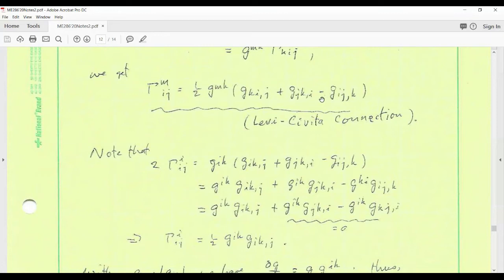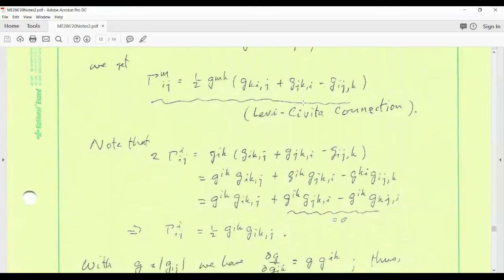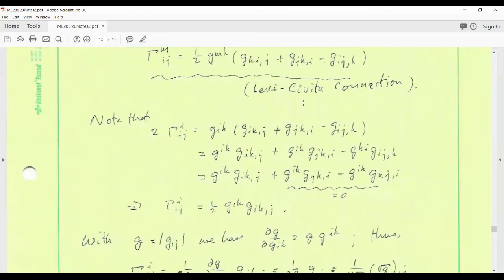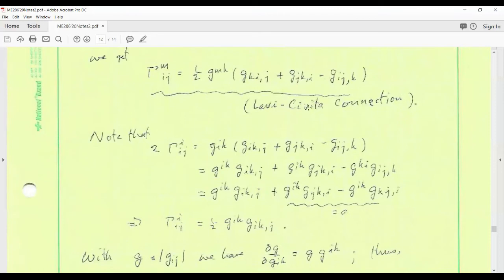That symmetry is evident here. It's also here because g sub jk is the same as g sub kj. So I have g_kj comma i and g_ki comma j. That combination is symmetric in i and j. A connection with this structure is called the Levi-Civita connection.